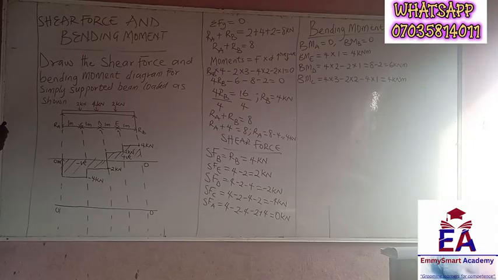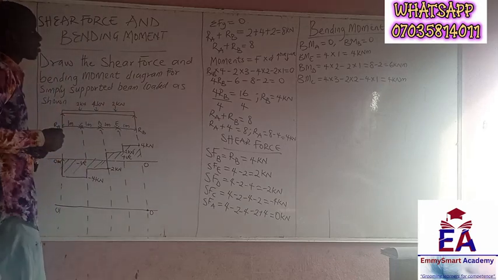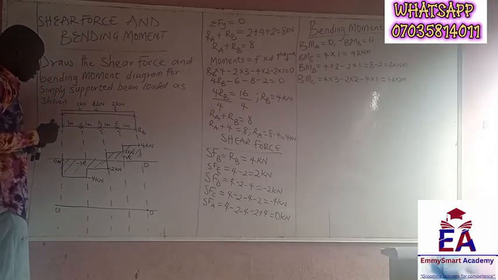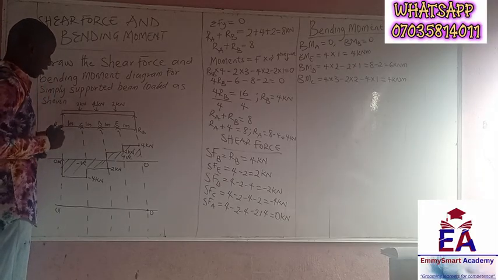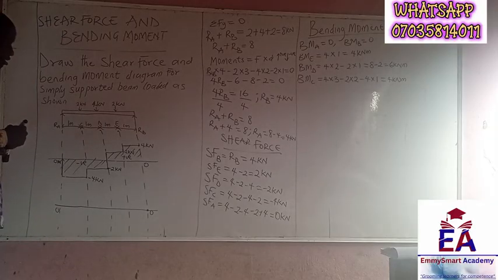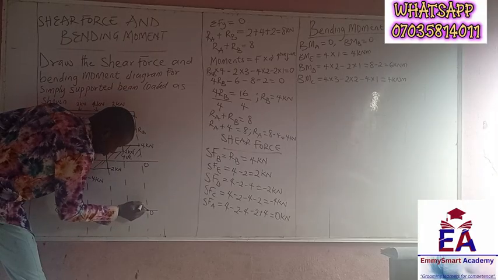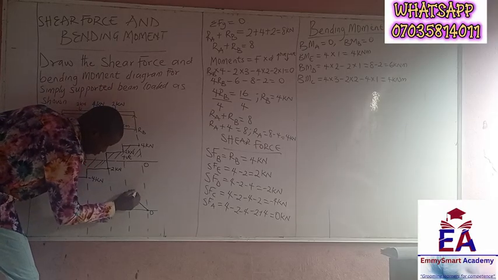Okay, so what do I do? I'm going to have bending moment at A is 0. So that is this point. And then bending moment at E is 4. Every straight line will be an inclined line on the bending moment diagram. So that will be an inclined line. Okay, so here is 4 kilonewton.